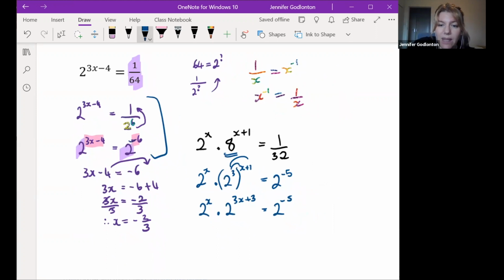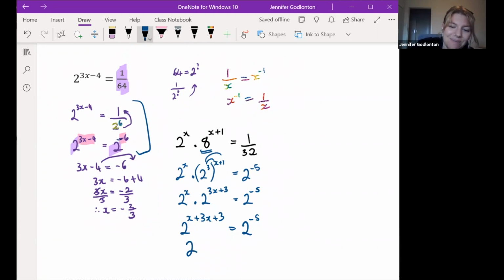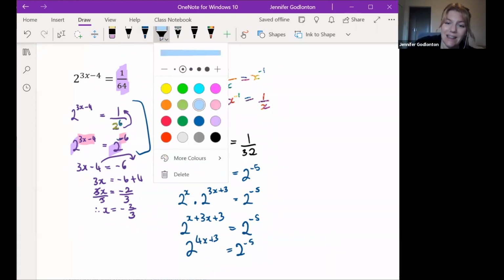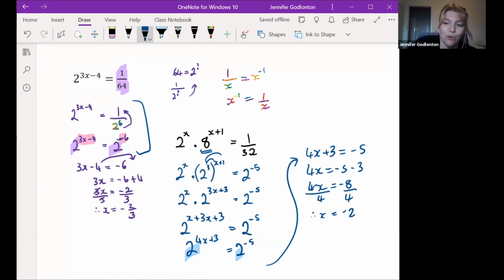Now, think about it like this. When we have exponents where the bases are the same, we are able to add them. So this is the same as saying 2 to the power of x plus 3x plus 3 is equal to 2 to the power of -5. So 2 to the power of 4x plus 3 is equal to 2 to the power of -5. And again, then the hard work is done for you. So as soon as our bases are the same, we can make our exponents the same. So 4x plus 3 is equal to -5. 4x is equal to -5 minus 3, which means 4x equals -8. Divide both sides by 4, therefore x equals -2. And we're done.